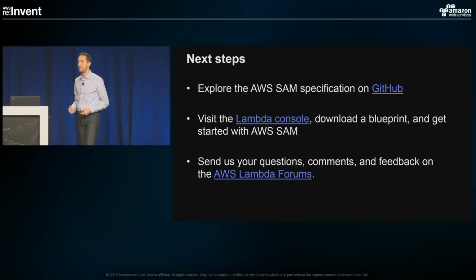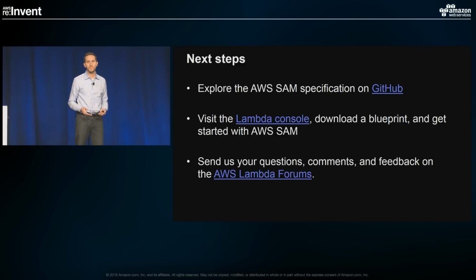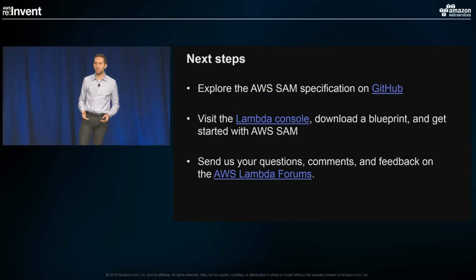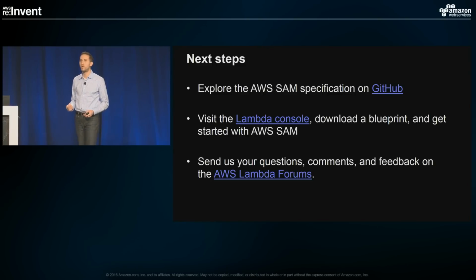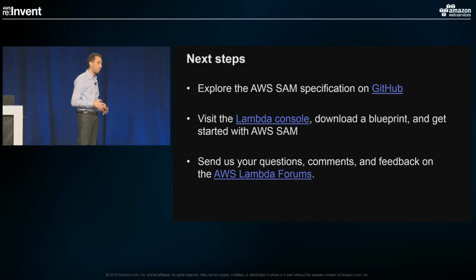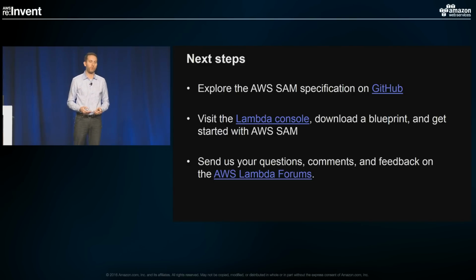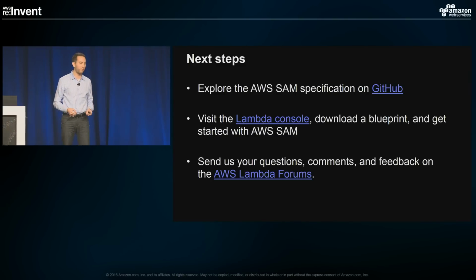Now, what I would encourage you to do after this session is, first of all, go on GitHub, check out SAM. It's open source, so you can submit issues or pull requests, and we're going to look at and honor all of those. You can visit the Lambda console to download any blueprint or export your own function as a SAM template and see how that looks and play with that. And as always, we encourage you to go on the Lambda forums, interact with us, send feedback, comments, and questions. As you know, most of our roadmap is driven off what we get from you guys. So we definitely encourage those kinds of interactions.